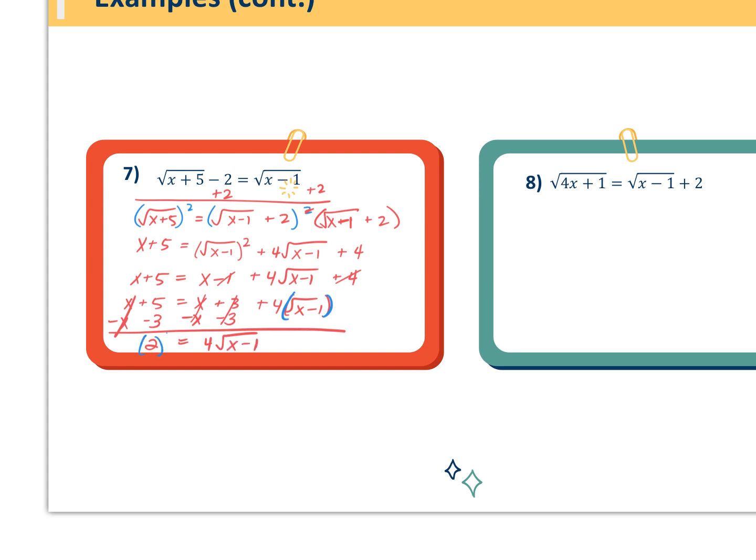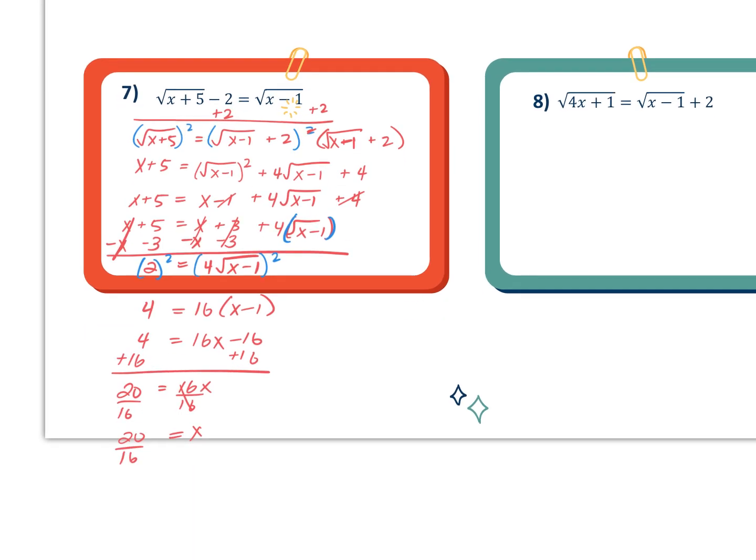So at this point, I can square the left and I can square the right. I'm going to get 4 equals 4 squared is 16, and square root of x minus 1 squared is just x minus 1. So I'm going to distribute, and I'm going to solve for x. So I'm going to start by adding 16 to both sides. So I get 20 equals 16x, divide by 16. And I'm going to get that x equals 20 over 16, which simplifies to 5 over 4.